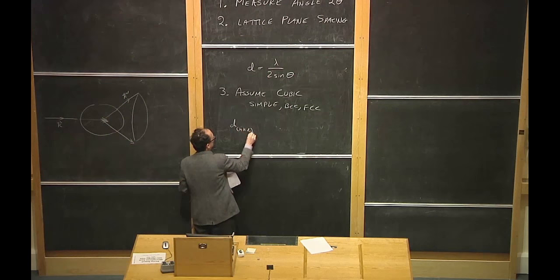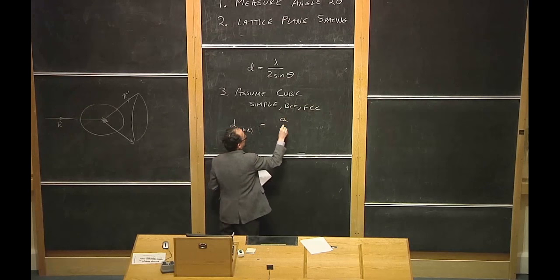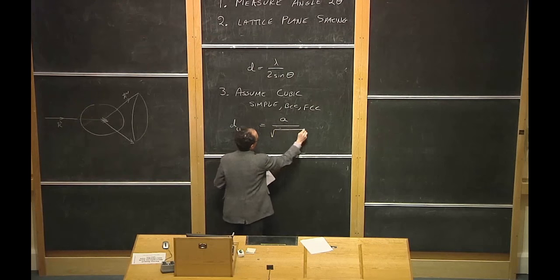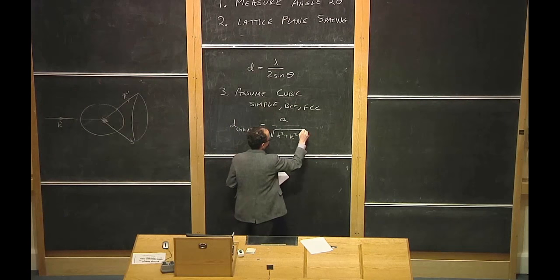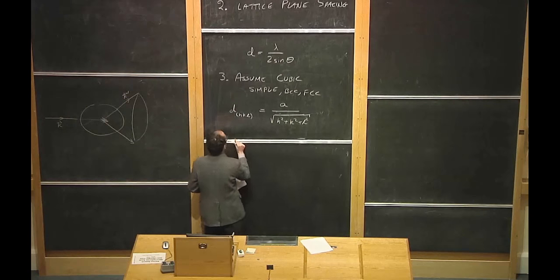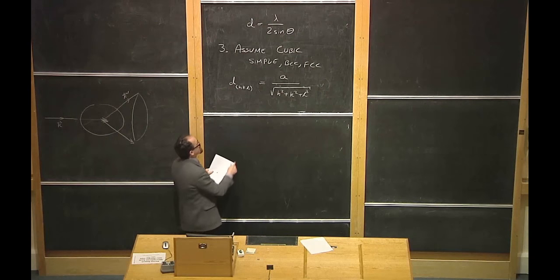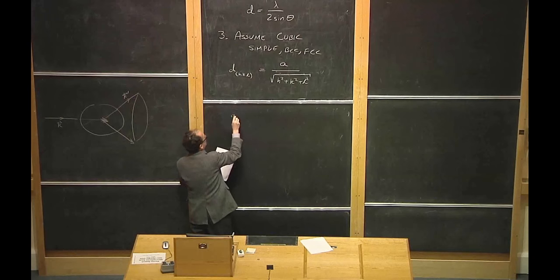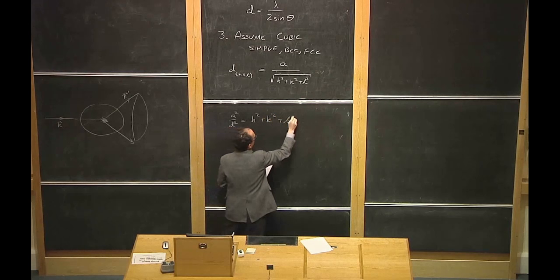All right, assuming cubic, we'll remember that the lattice plane spacing, something we derived, corresponding to Miller indices hkl, is the lattice constant a divided by the square root of h squared plus k squared plus l squared. It's something we derived, I think, in the last lecture, or maybe the one before. So what does that give us? That gives us that a squared over d squared is h squared plus k squared plus l squared.